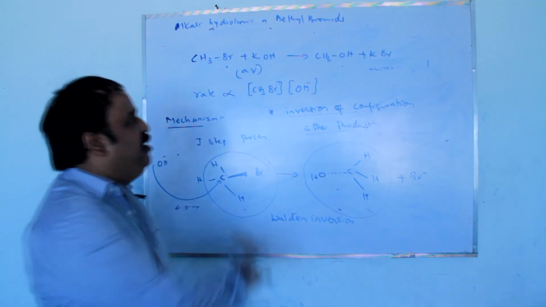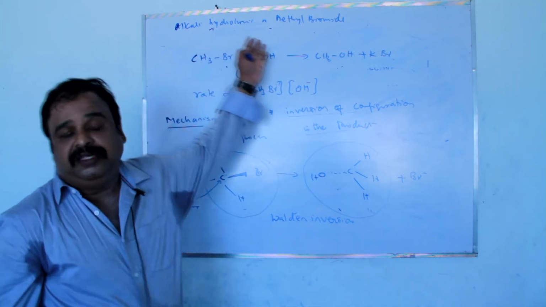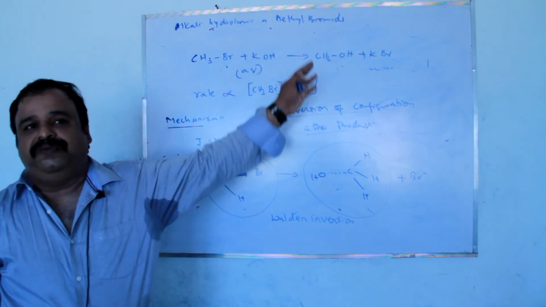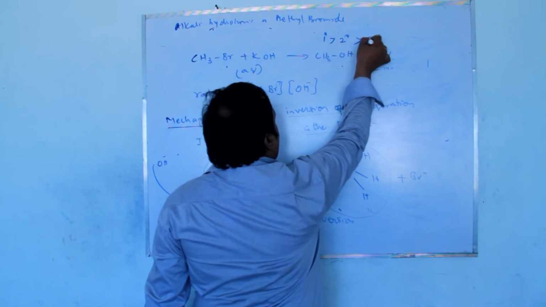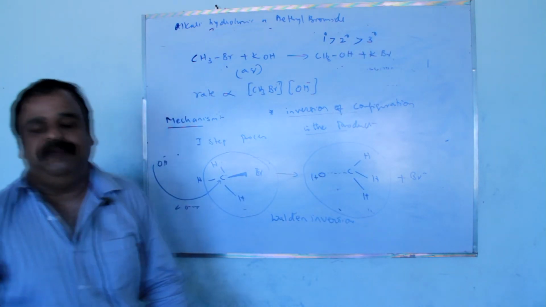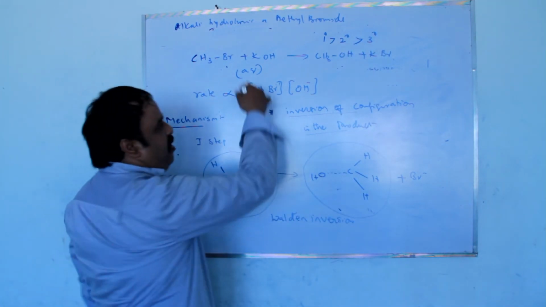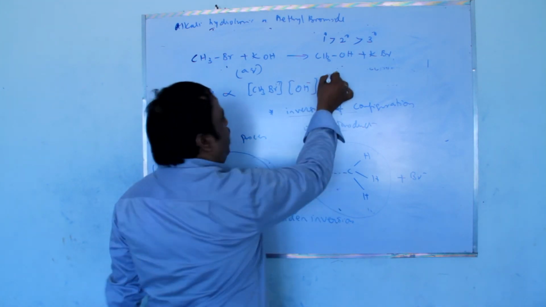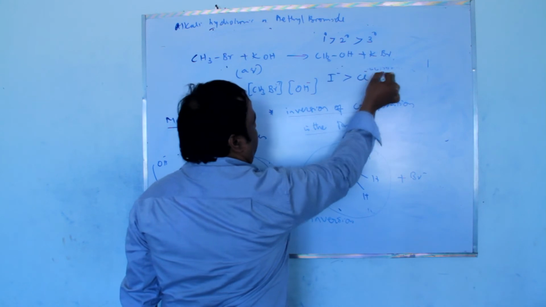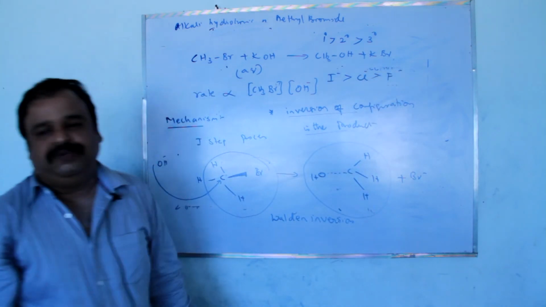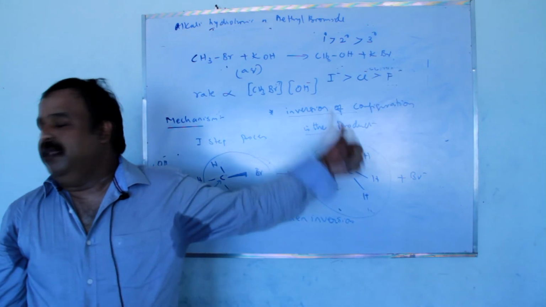The factors that determine the rate of SN2 reactions: the very first is that primary alkyl halides react more than secondary, and secondary more than tertiary, due to steric repulsions. And for the leaving group, iodide is always greater than chloride, which is greater than fluoride. That is why it is better to take iodides and bromides in this reaction.